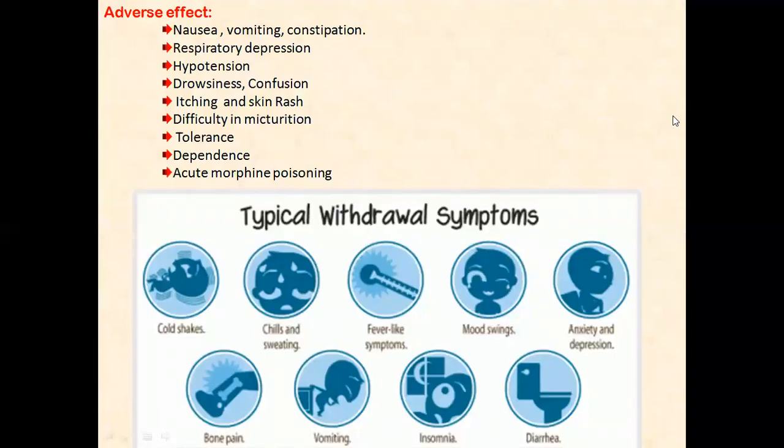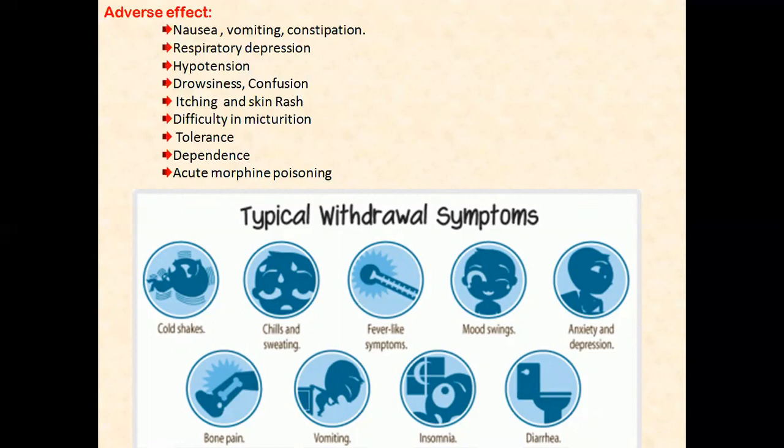Now, some adverse effects are here. You can see nausea, vomiting, constipation, respiratory depression also, hypotension, drowsiness, confusion-related problems, itching and skin rashes are also adverse effects of morphine. Next is difficulty in micturition.